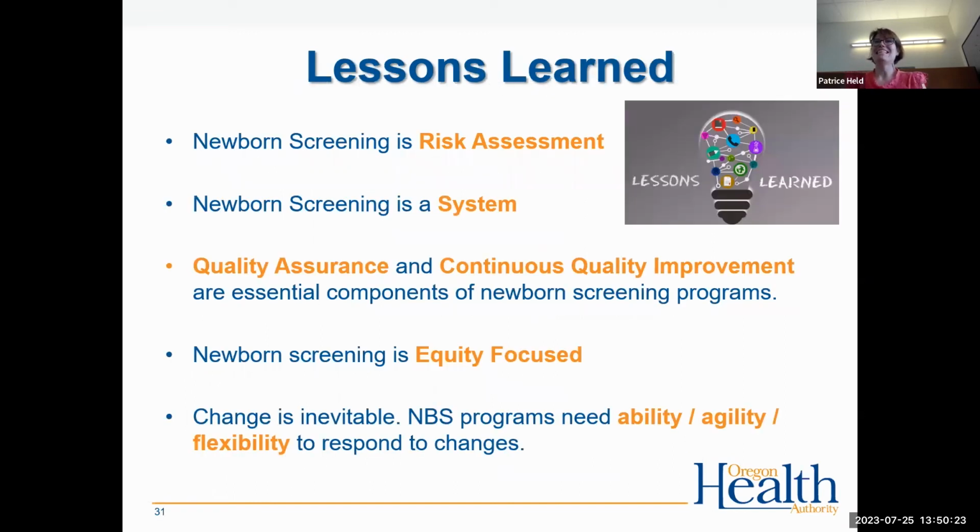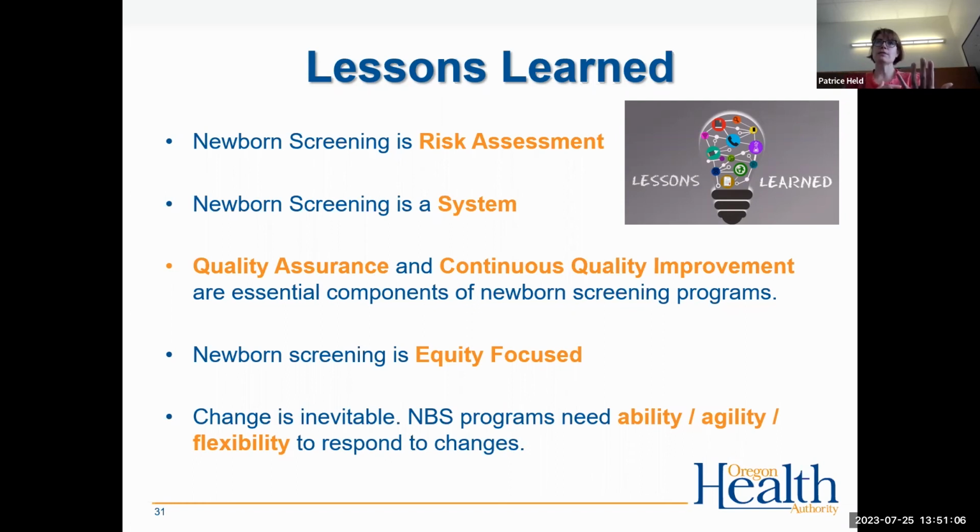So in the last, let's say, 15 years of my experience with newborn screening, what are some of the lessons that I've learned? Certainly, newborn screening is risk assessment. We are not diagnosing disease, but we are rather identifying newborns that are at risk or at a significantly increased risk for the disease. So it's a screening program for assessing risk. Additional testing will always be needed to confirm the presence of the disease.